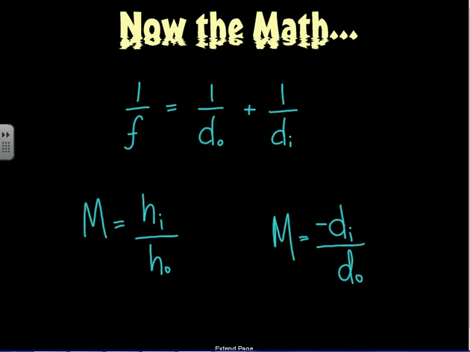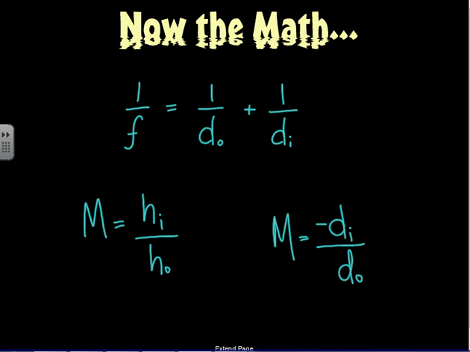Magnification is negative when the image and the object have opposite orientations. In other words, when one is upright and the other is inverted. Image height is negative when it is inverted. Object height is typically positive.